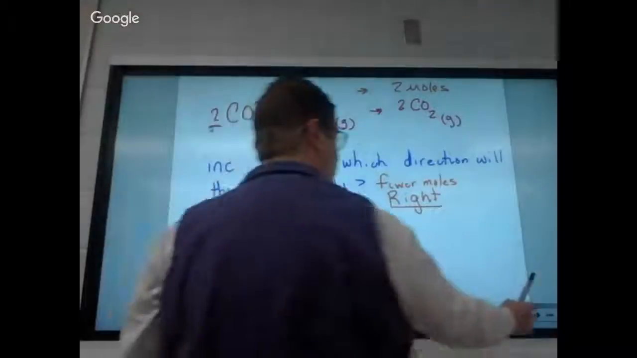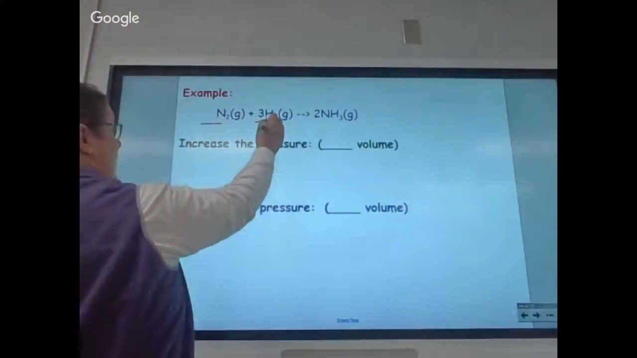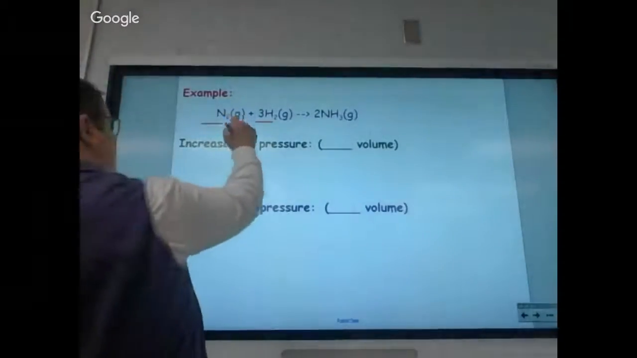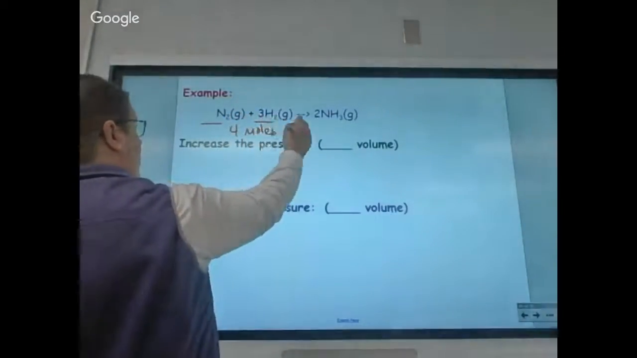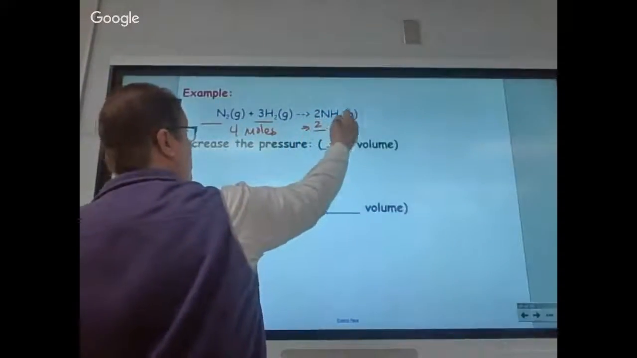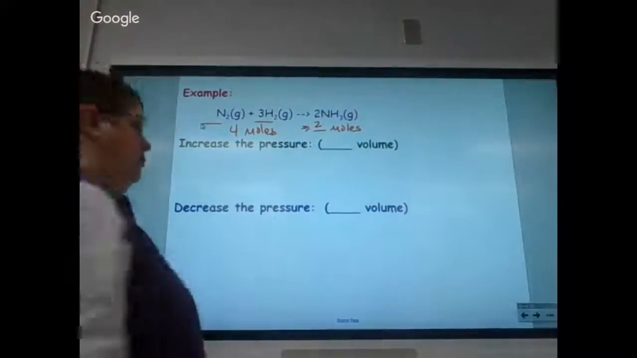So if I did this one, for example, how many moles would I have on this side of that reaction? 4. There'd be 4 moles on this side. And how many moles on this side? 2 moles on this side. Does that make sense? Okay.